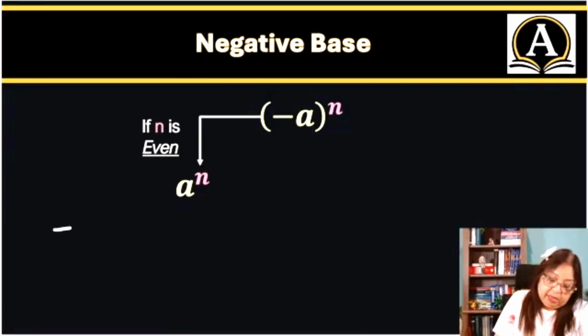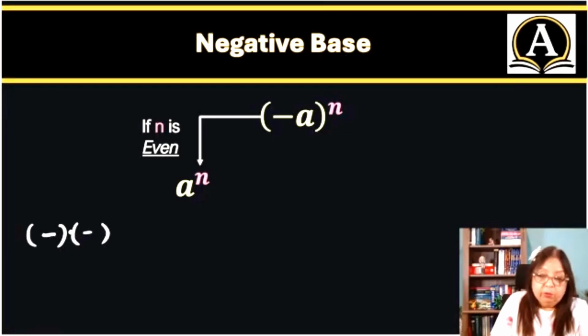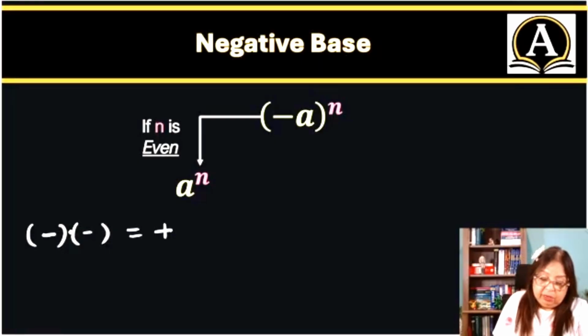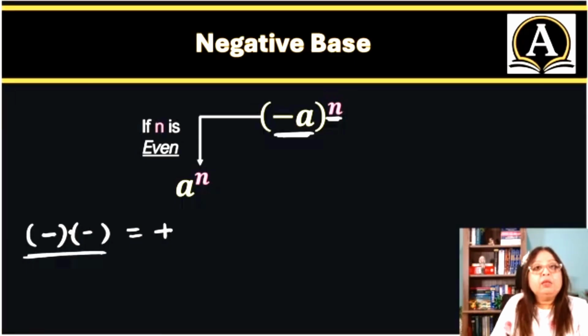Why? Well, you know that two negatives, when they multiply each other, you get positive, right? So if n is even, that means minus a is multiplying itself an even number of times. So an even number of times these minuses are going to multiply to give you a positive answer.